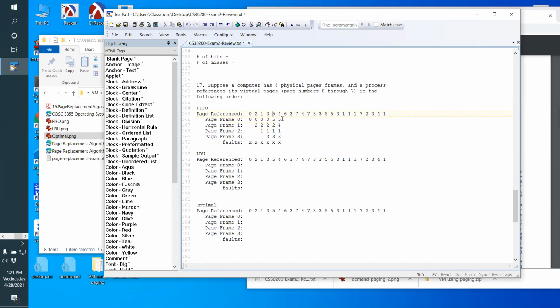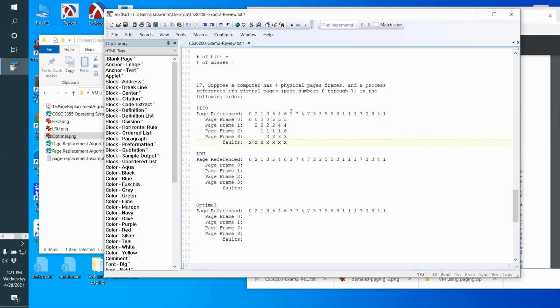5 was brought in on that page fault. 4 was brought in on that page fault. 1 was brought in on that page fault, and 3 was brought in on that page fault. So 1 is the one that was page faulted in first. So 3 will stay put, 4 will stay put, and 5 will stay put, and 6 will come in on top of 1. Okay, and that's another page fault.